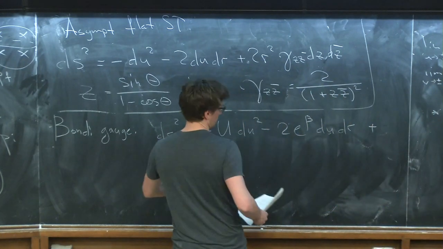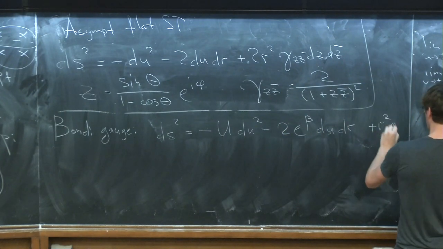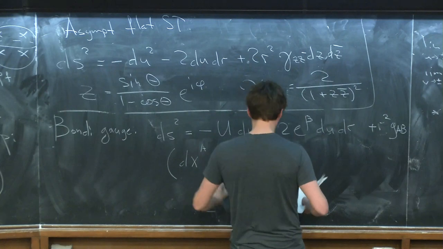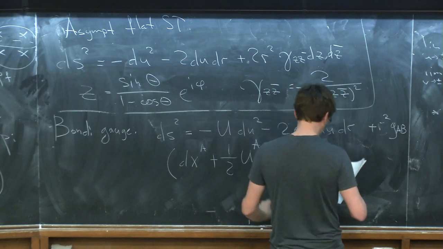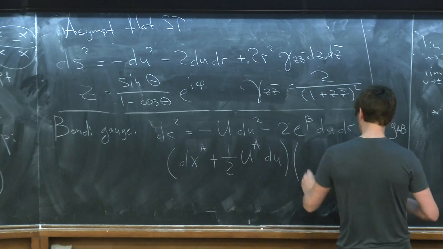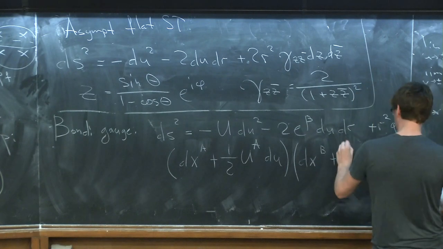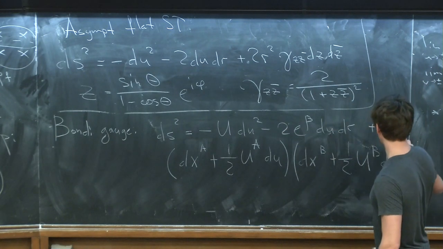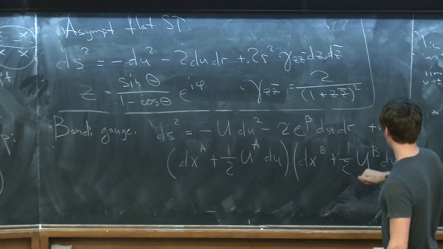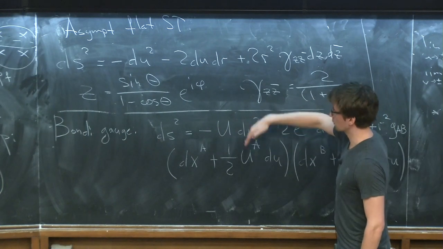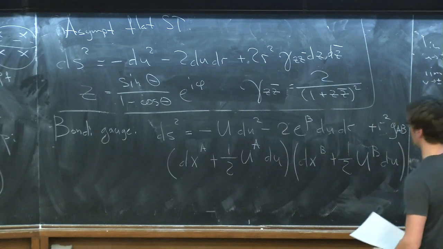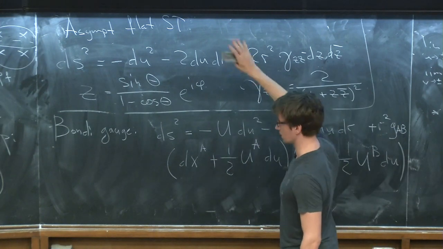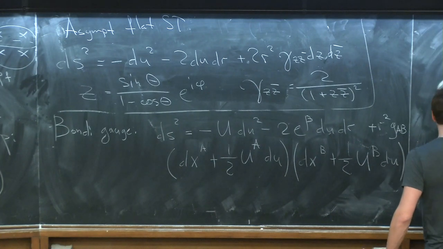Plus, write it like this, r squared g_AB. This is just motivated by the metric above, but it has nothing to do with flat space yet. It's just a gauge which you can choose at any point, and it's called Bondi gauge. Here the coordinates are u, r, and two coordinates on the sphere, similarly as here. Moreover, if you fix a point on the sphere and consider u equal constant, this is again a null direction. As here, fixed angle and fixed u is a null subspace.